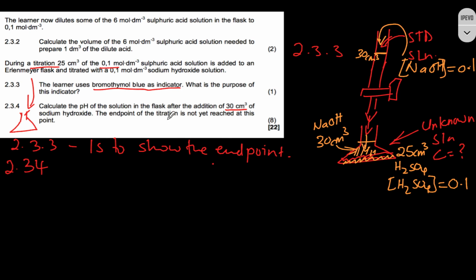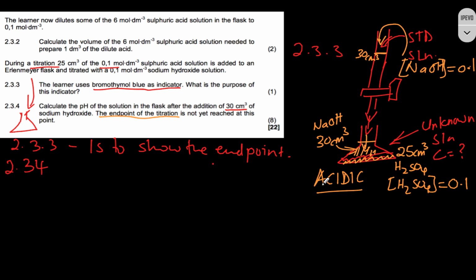And then take note, they say that the end point was not yet reached. All right, the end point was not yet reached. And since the end point was not yet reached, that means number one, the solution here was still acidic. Why was it still acidic? Because there was more of the acid than the base. Because we know that we reach the end point when all the acid would have been neutralized with the base in this case.